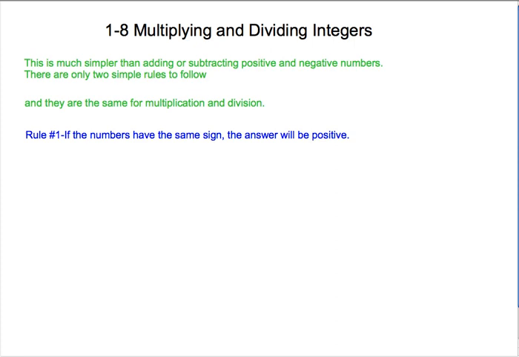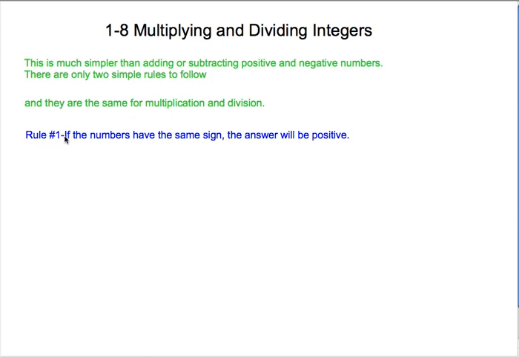This video will be on multiplying and dividing integers. This is actually a much simpler thing than adding and subtracting positive and negative numbers because there are only two simple rules to follow, and they are the same for both multiplication and division.